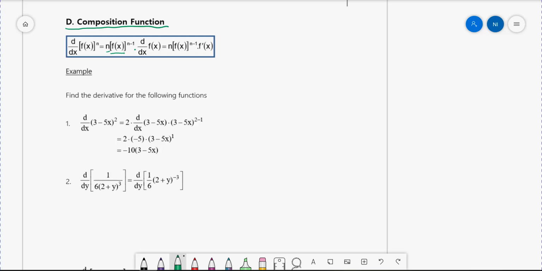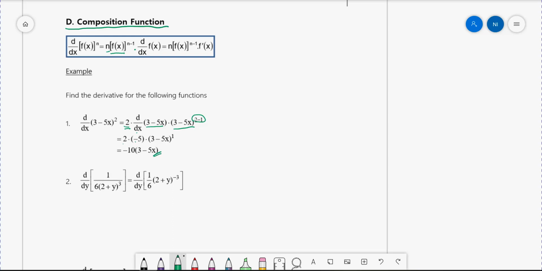Here we have differentiate (3 minus 5x) to the power of 2, which means we bring the power forward, 2, and then we differentiate inside the function, which is 3 minus 5x, and then multiply with the function itself, rewrite the function 3 minus 5x, but the power we need to minus 1. So here we have 2 times negative 5, negative 5 because in 3 minus 5x, differentiating 3 is 0, differentiating negative 5x is equal to negative 5. So multiply with (3 minus 5x) to the power of 1. Simplifying, we will have negative 10 times (3 minus 5x).